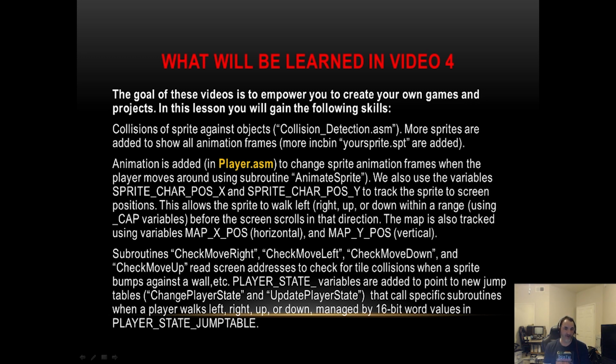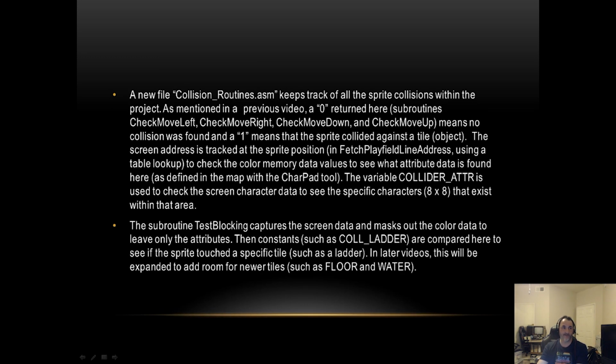Player state variables are added to point to new jump tables, change player state, and update player state that call specific subroutines when a player walks left, right, up, or down, managed by 16-bit word values in the player state jump table. A new file, collisionroutines.asm, keeps track of all the sprite collisions within the project.